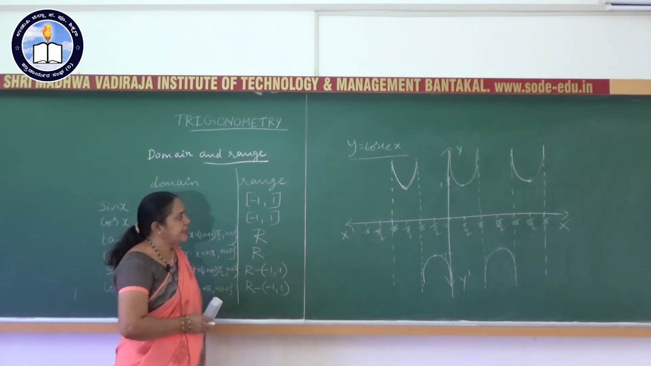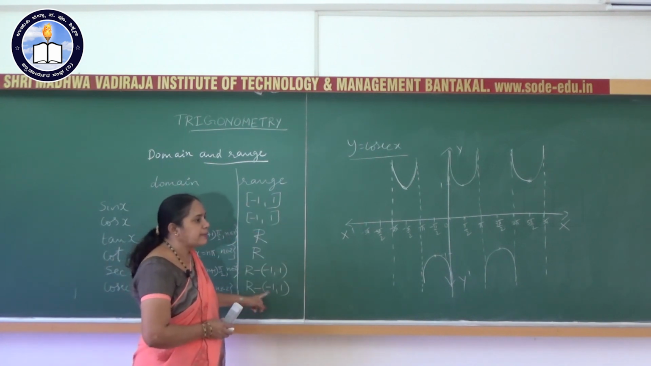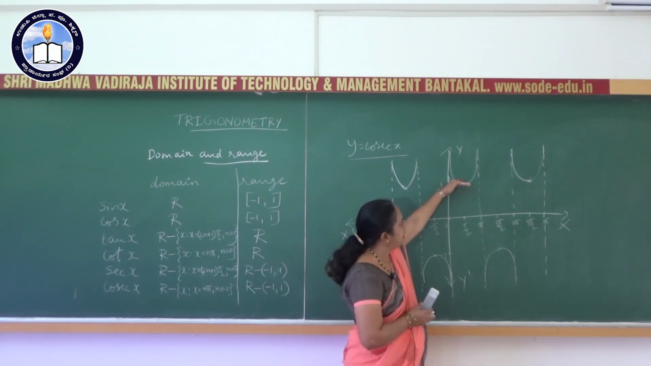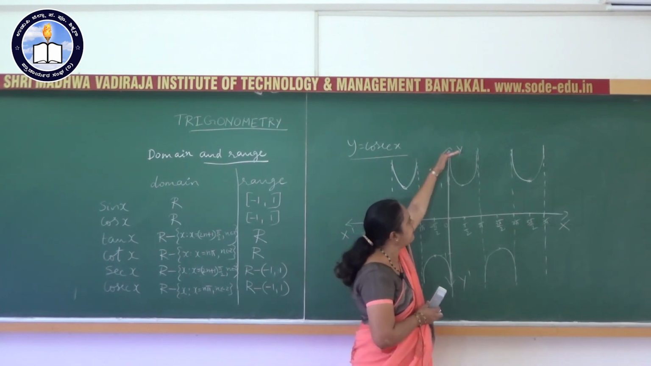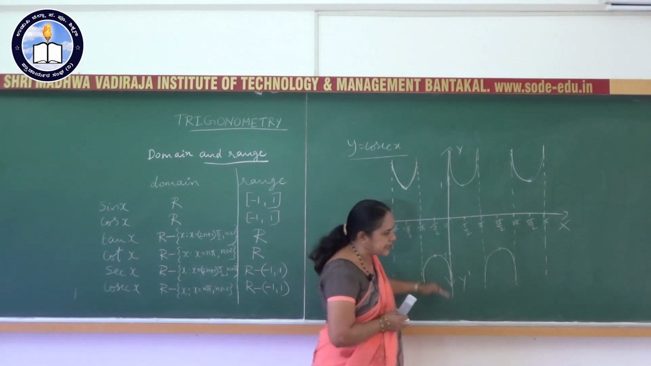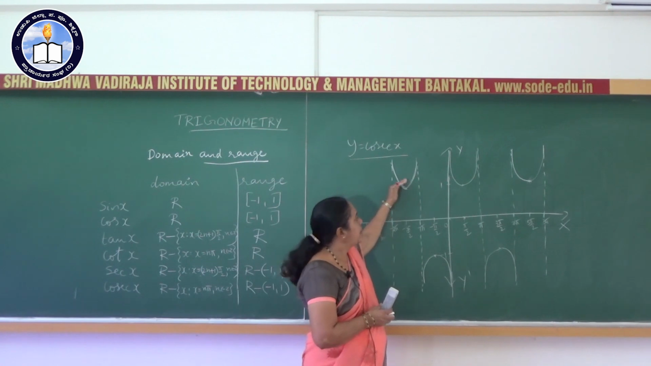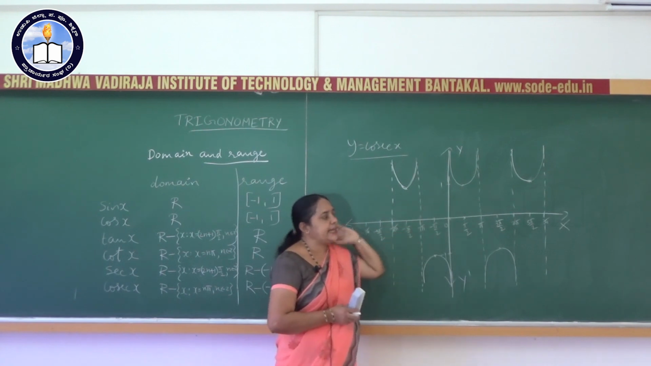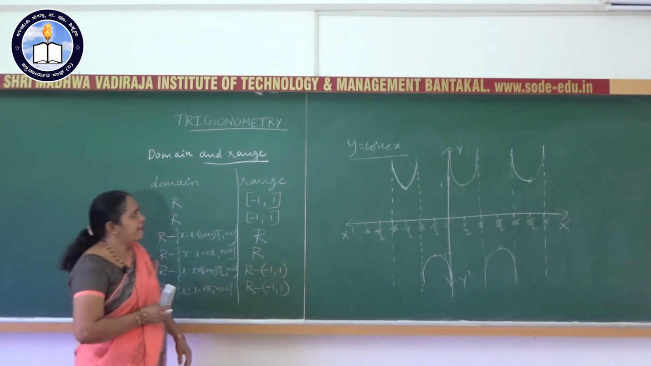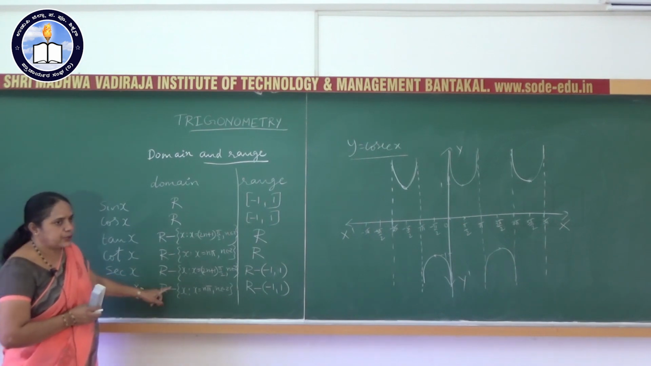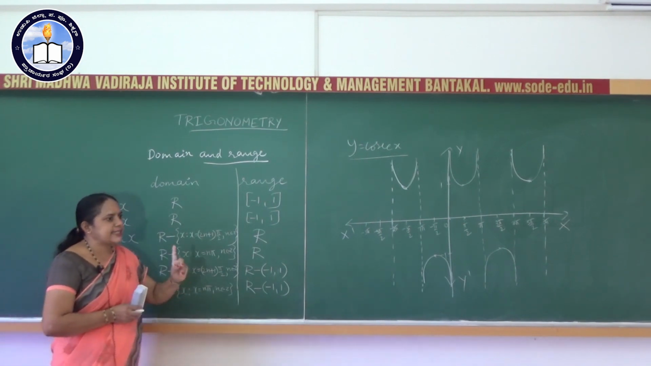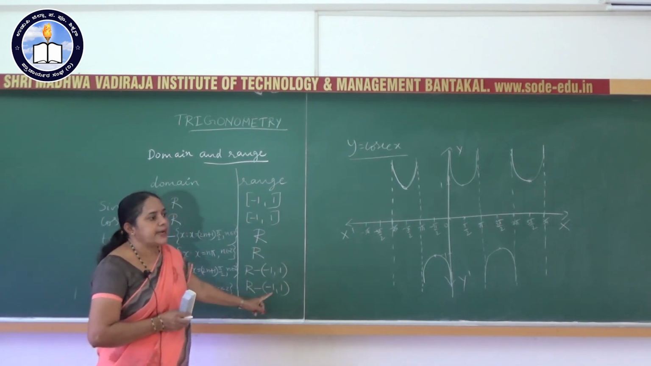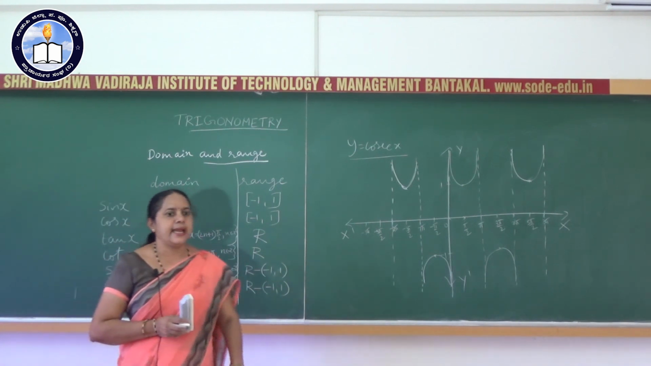Similarly, the range of cosecant x is R minus the open interval minus 1 and 1. That means the values of cosecant x are either greater than or equal to 1 or less than or equal to minus 1. So the set of all real numbers except the real numbers in between minus 1 and 1. That is the graph of y is equal to cosecant x. So domain is R minus the set of all x such that x is equal to n pi, where n is an integer, and range is R minus the open interval minus 1 and 1.